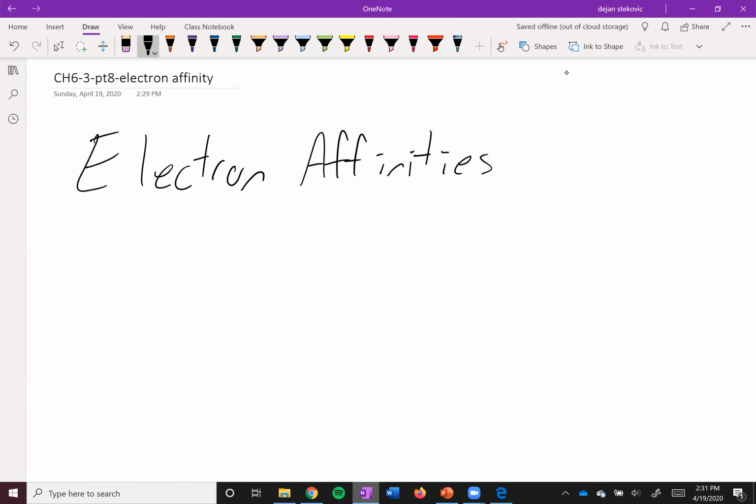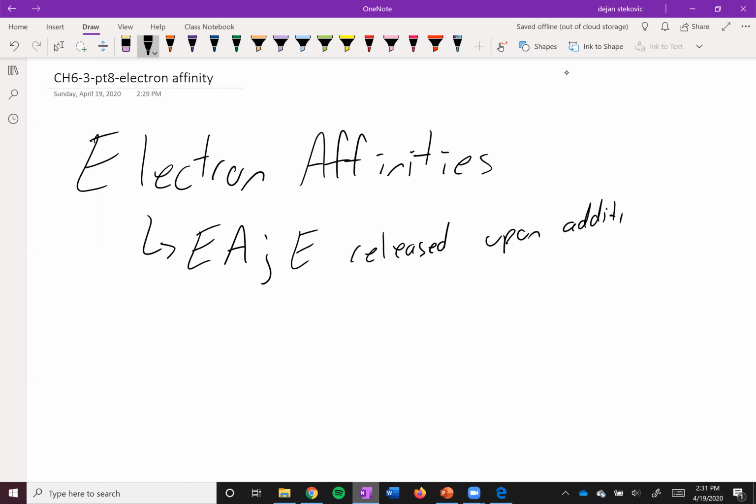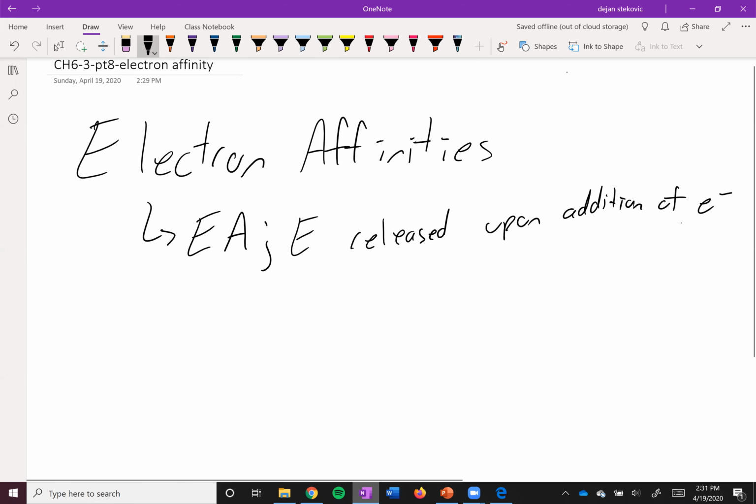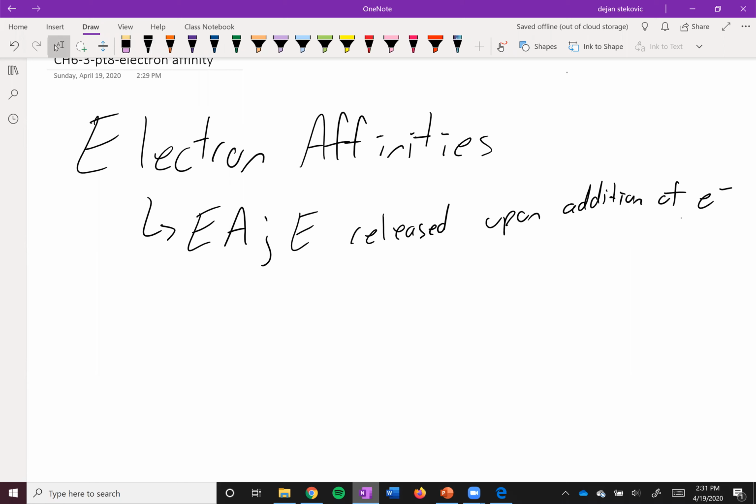All right, so next up is electron affinities. It gets the symbol EA, and it's basically the energy released upon addition of an electron. So it's energy released because an electron by itself is in a pretty high energy state. And so anytime you can attach it to an atom, you're generally going to release some energy. It's going to be a more favorable process.